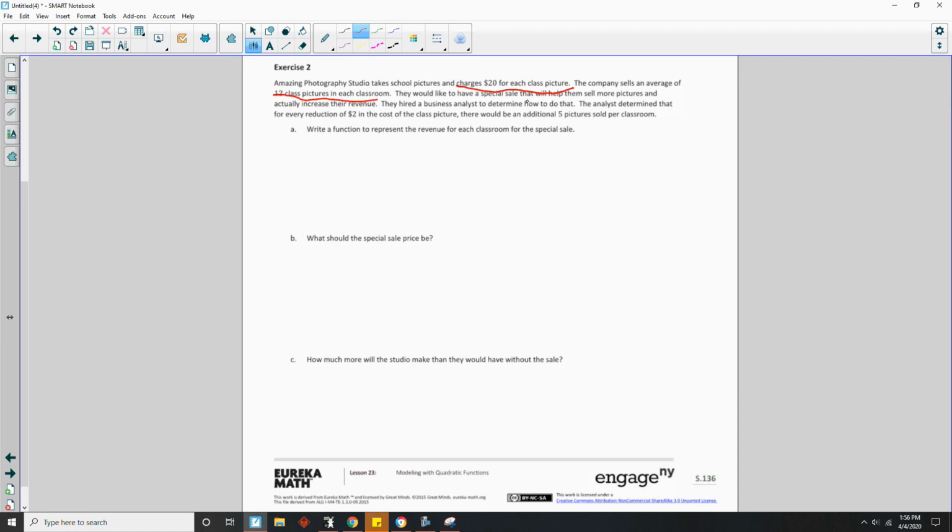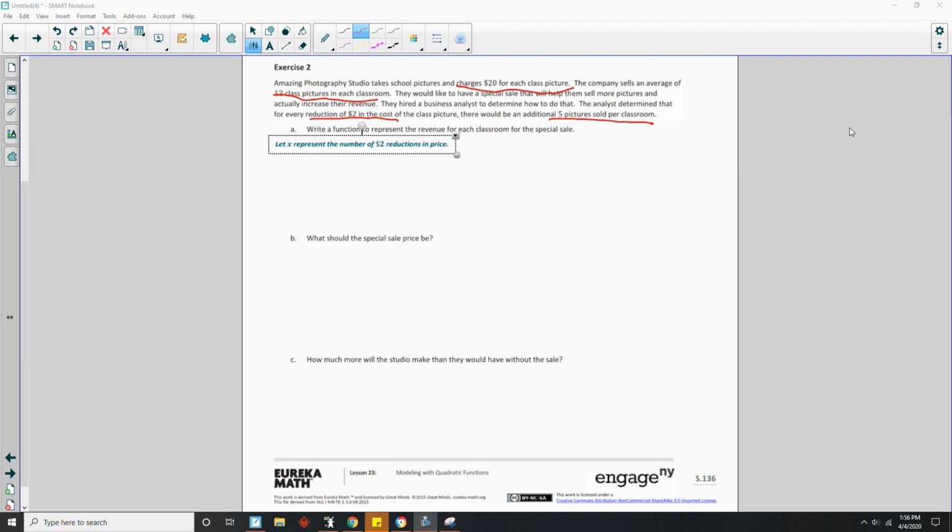They would like to have a special sale that will help them sell more pictures and actually increase their revenue. They hired a business analyst to determine how to do that. The analyst determined that for every reduction of $2 in cost of the class pictures, there would be an additional 5 pictures sold per classroom. Write a function to represent the revenue for each classroom for the special sale.